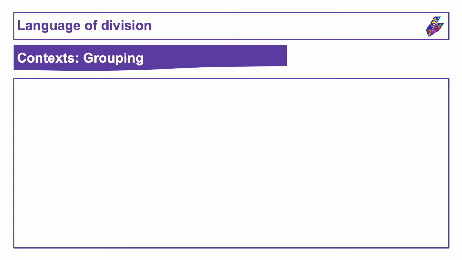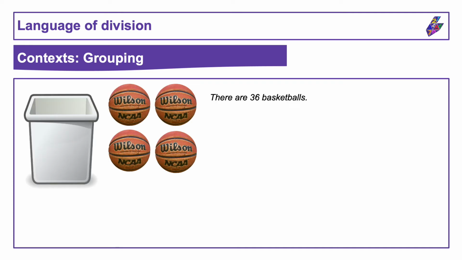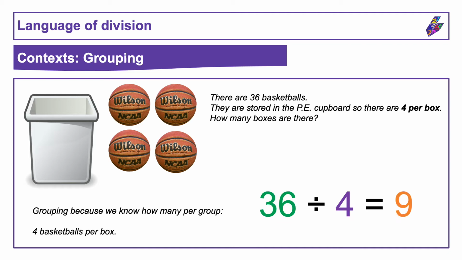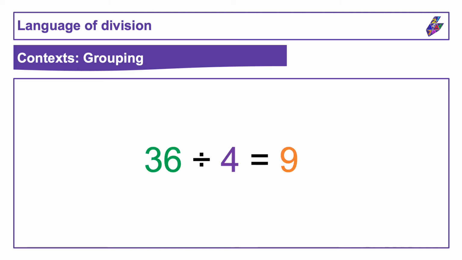In a grouping context, I know how many items per group there are. For example, there are 36 basketballs. They're stored in the PE cupboard, so there are 4 per box. How many boxes are there? This is a grouping context because we know how many items per group. There are 4 basketballs per box. The equation that represents this is 36 divided by 4 equals 9.